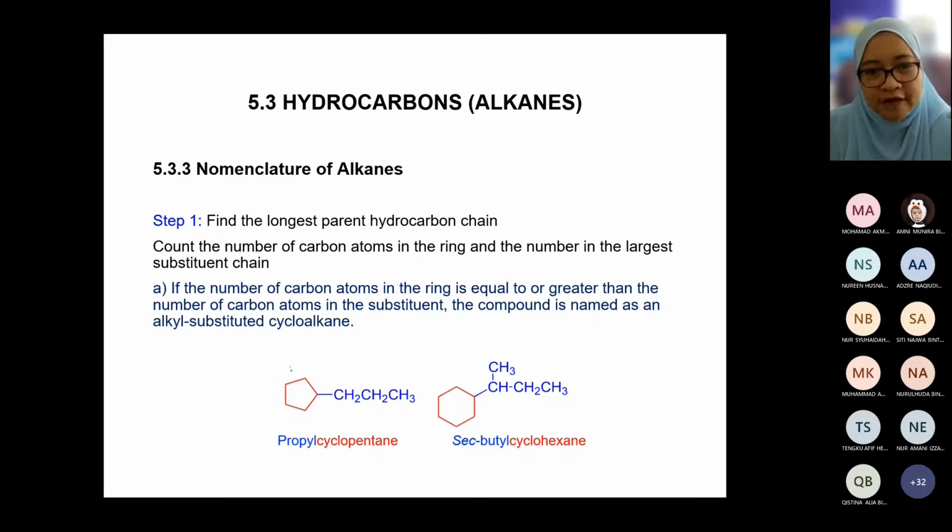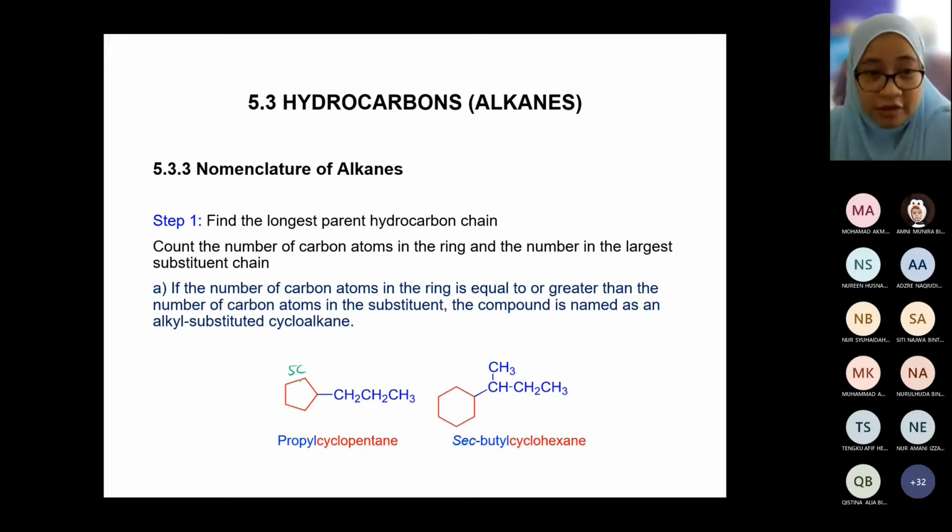Okay, so this one you have 5 carbon, kan. Cyclic ni memang dia terpisah dengan open chain. Okay, you either refer to this as a parent ataupun you refer to the open chain as a parent. So you kena decide. Okay, nak decide macam mana, kita go for the number of carbon. You have to count the number of carbon.